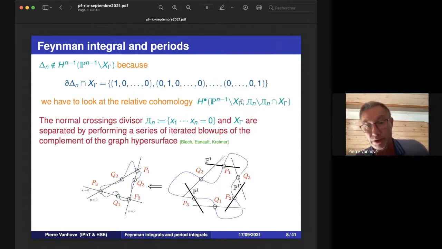So you are away from... essentially you perform the blow-up, and then you have the relative cohomology with respect to the normal crossing divisor, and then you are just computing something that belongs to that space, a period corresponding to that space.